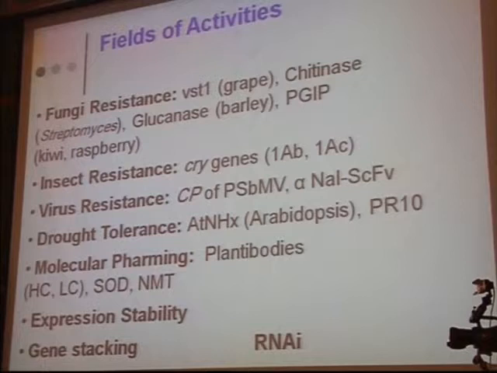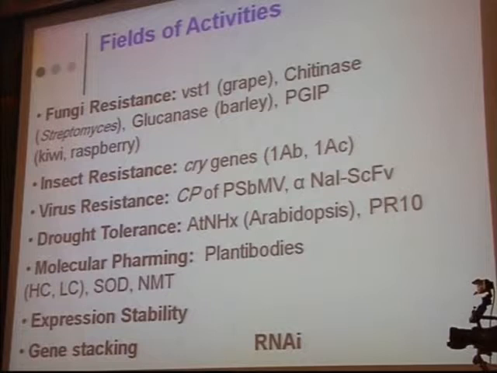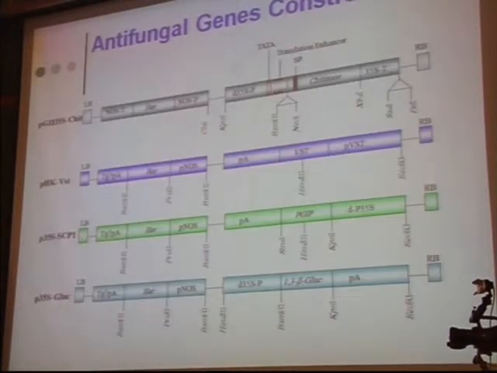For fields of activities, we are mainly interested in biotic and abiotic stresses, like fungi, insects, viruses, drought tolerance. We did some work on molecular farming, and we are also interested in expression stability and expression analysis. We also did gene stacking, so now we have pea plants containing 4 different antifungal genes. Also, we are interested in RNAi work.